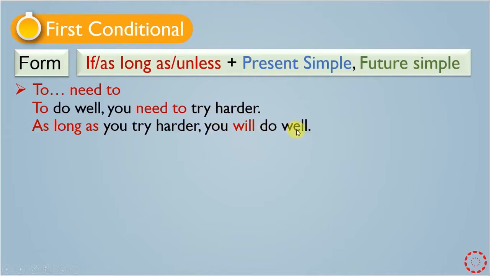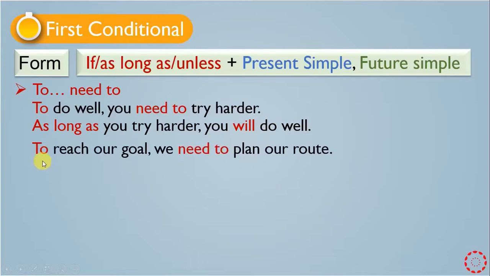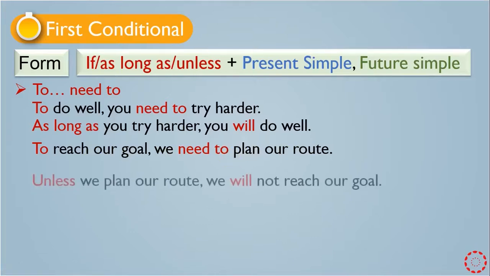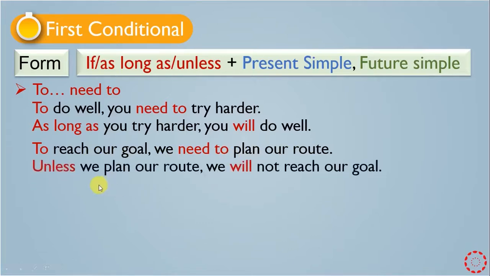Another example, to reach our goals, this is the future simple, I mean the main sentence. And then we need to plan our route. This is the conditional statement. When we change "need to" or "to" to "unless," we say unless we plan our route. This is present simple, and this one is future simple. We will not reach our goals.